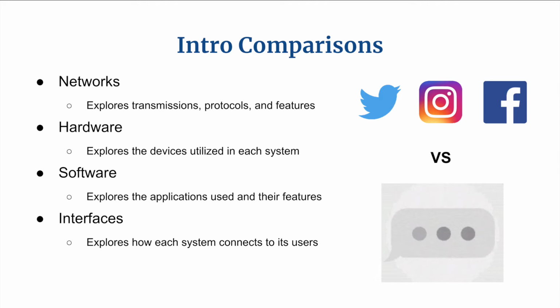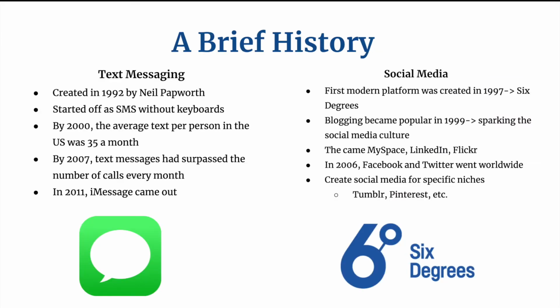the hardware that each system uses, specifically the devices that are utilized, the software that each of the systems are run on, and the specific features of those applications, and finally the interfaces. So each system connects to the users and is available to the users. To give a brief history of both of these respective systems, we start off with text messaging.